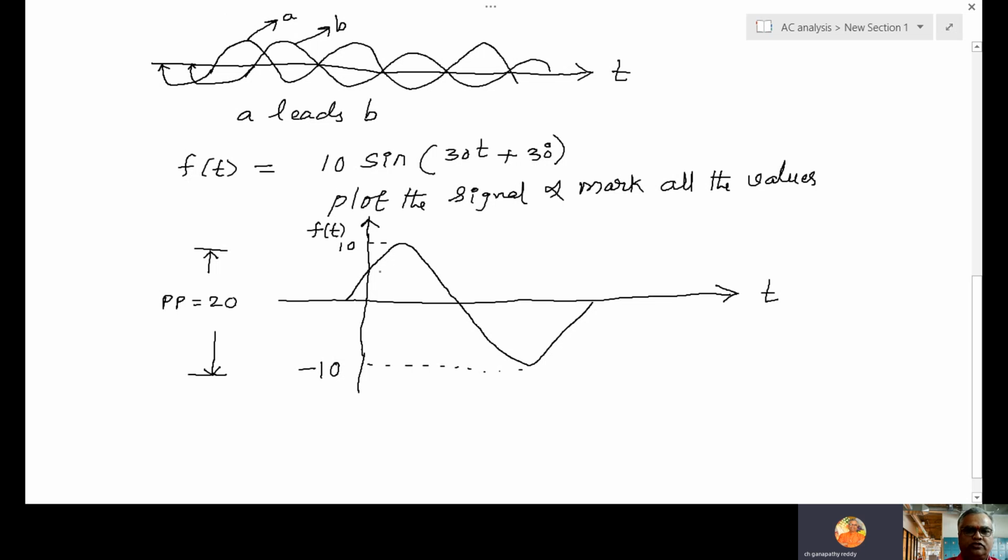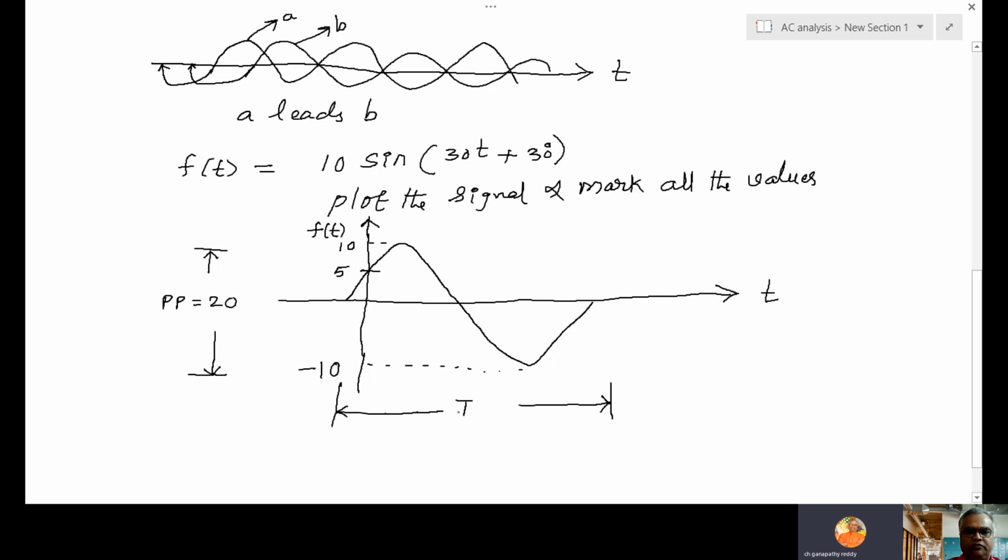Now at t equal to 0, sine 30 is 1 by 2. 10 by 2 is how much? 5. So we have to show 5 here. Then the time period is from here to here. The signal started here. Time taken to complete one cycle of the waveform is called the time period.